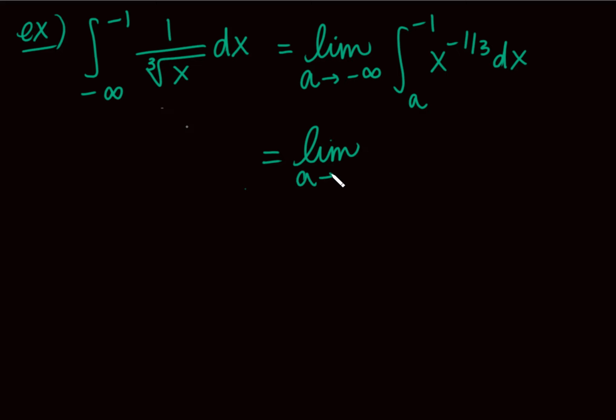Okay, so I get the limit. I hope you're still with me. I know when we get close to 30 minutes, I've probably lost a lot of you. I'm going to add 1 to the exponent, which gives me 2/3. Divide by 2/3, which gives me 3/2. I'm going to evaluate from a to -1, which I know is weird that I have the -1 in first.